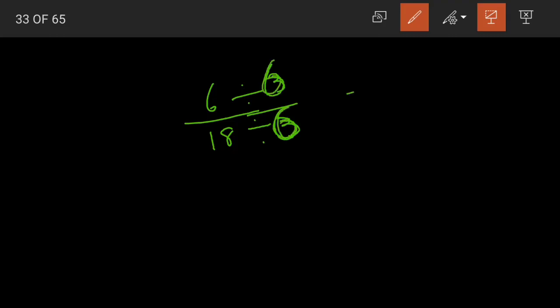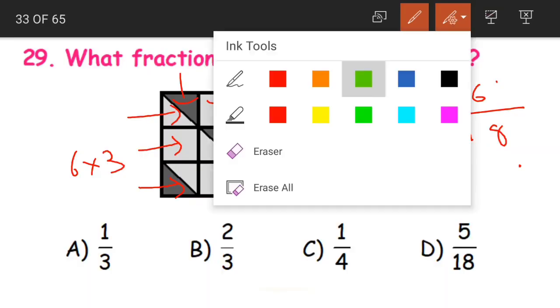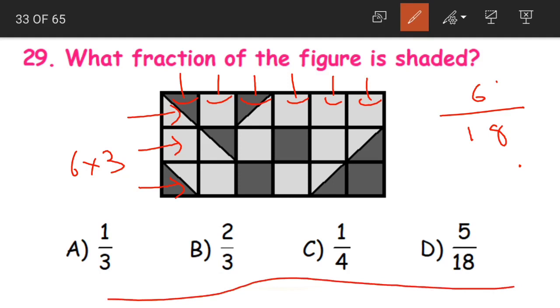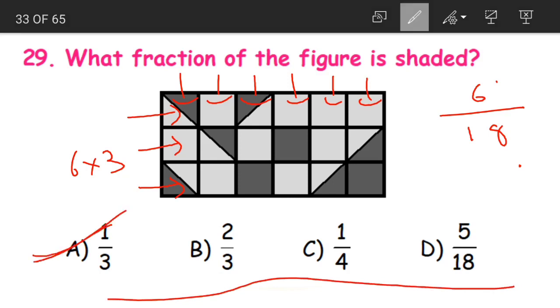But in the given options we do not have 6 by 18. That means we need to find out the equivalent fraction. We have to reduce 6 by 18 to the simplest form. When we divide both by 6, 6 is the highest common factor, we have 6 divided by 6 is 1, and 18 divided by 6 is equal to 3. 1 by 3 becomes our correct answer. Do we have 1 by 3 in the options? Yes, option A, 1 by 3 becomes our correct answer.